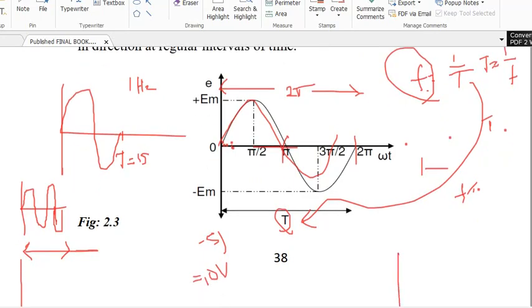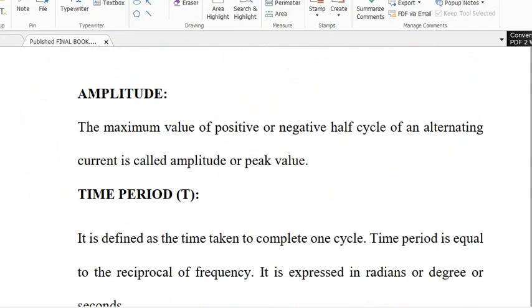For example, if I got 4 cycles in 1 second, then for one cycle the time period is 1 by 4, which is 0.25. So 1 divided by 0.25, I got 4 Hz. So this is how you calculate the frequency.